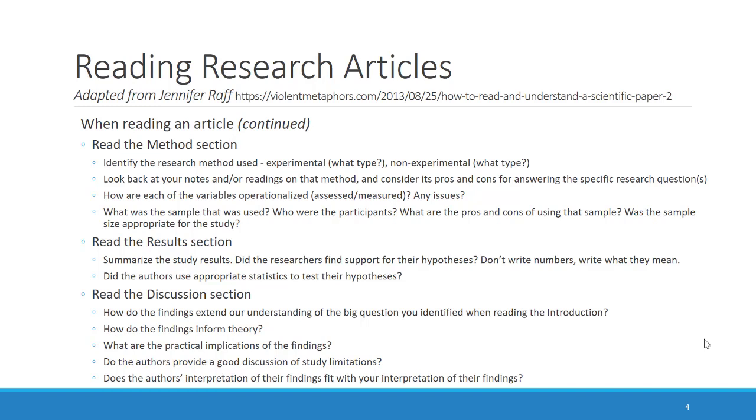Next, moving on to the results section. So you want to summarize the study results. In other words, did the researchers find support for their hypotheses? Don't write the numbers down, write what they mean.